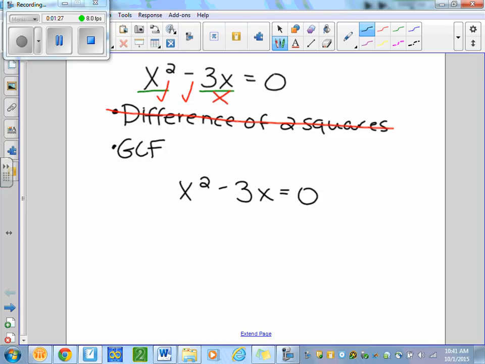I need to figure out what term or what part both terms have. Now, there's no number in front of my x squared. There's no leading coefficient, but you know that that's an imaginary 1. Well, there's no number that goes into 1 and 3, so we can't pull out a number. So let's look at the variables instead. We've got x squared, and we've got x. Well, both terms have x, so I know I can pull out x. I just need to figure out how many. Negative 3x only has one x, so I can only pull out 1.